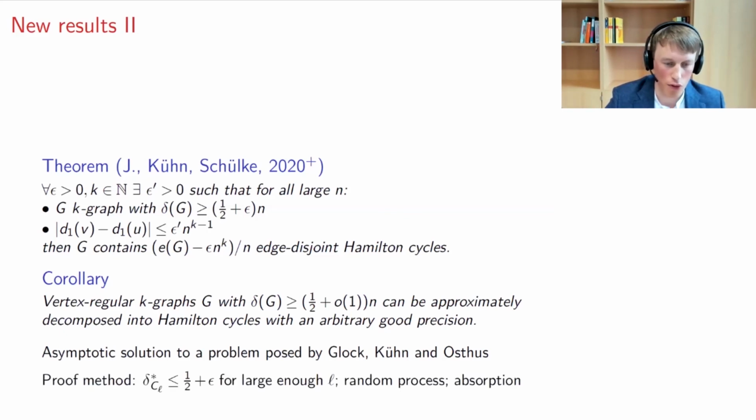And for the proof, we in fact use the result we just had. We first decompose it into cycles of fixed length but very long, and then we have a random process which first cuts the cycles into paths and then rewires them to obtain a Hamilton cycle. We use a certain random process to make that happen, even simultaneously edge disjointly for each Hamilton cycle. And with that, I'm done. Thank you for your attention.